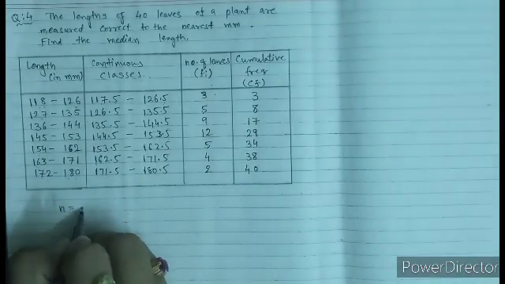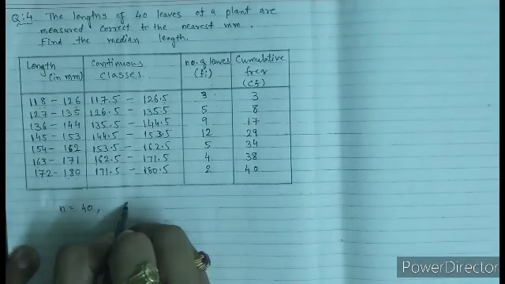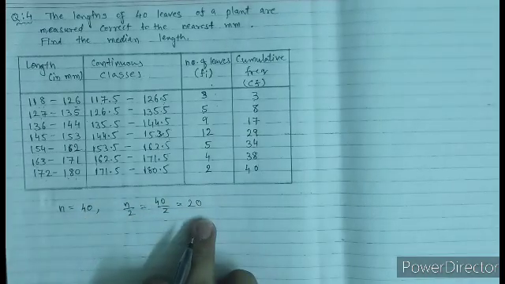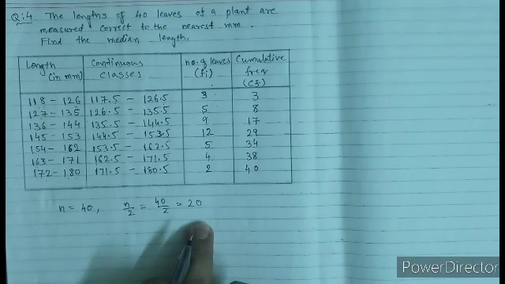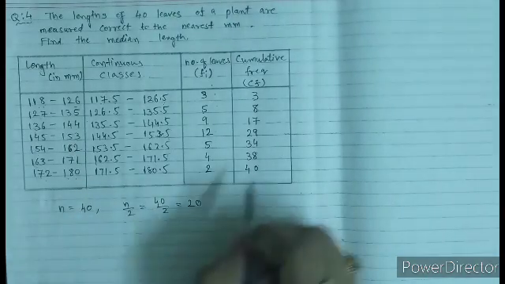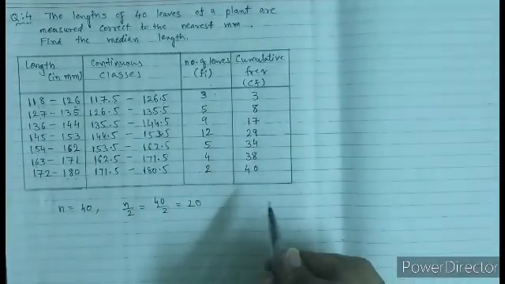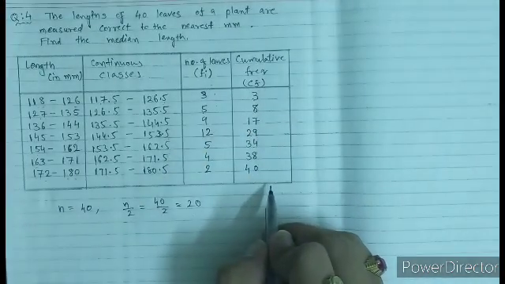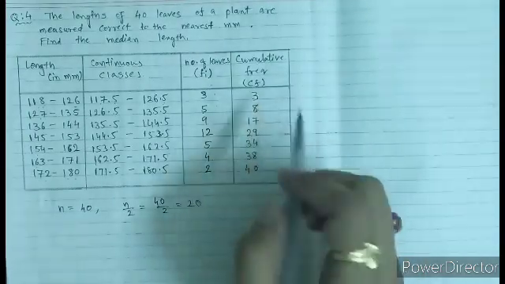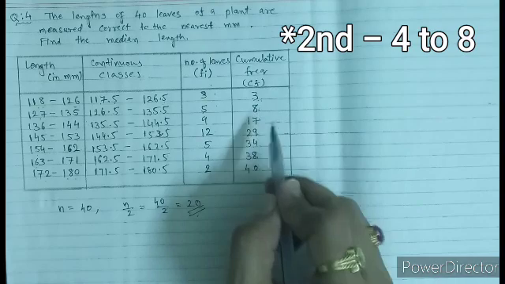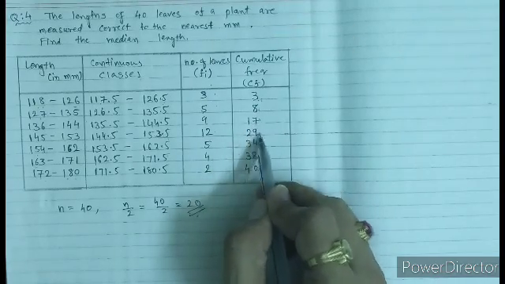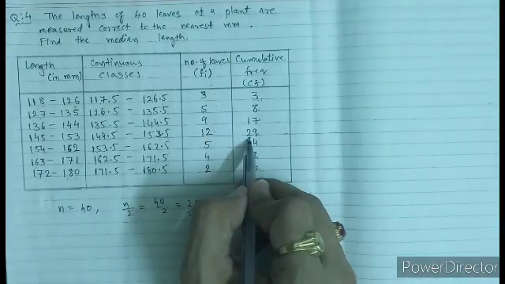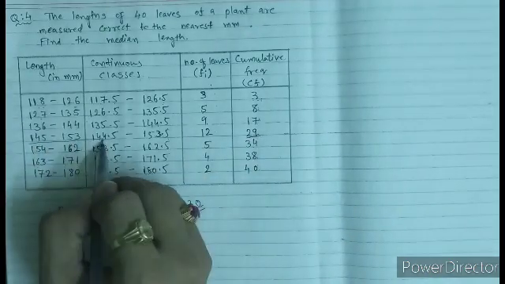Now for the further calculation, we have to write first of all n equals 40. We want to get n by 2, which will be 40 by 2 is 20. Now from this n by 2, we will decide which is the median class. That we have to decide from the cumulative frequency. See carefully everyone. Here n by 2 is 20. We have to check in the cumulative frequency at what level we are getting 20. Let us analyze this cumulative frequency. First 0 to 3, second 5 to 8, third 9 to 17, fourth 18 to 29, which contains 20. It means this 29 containing class is our median class.